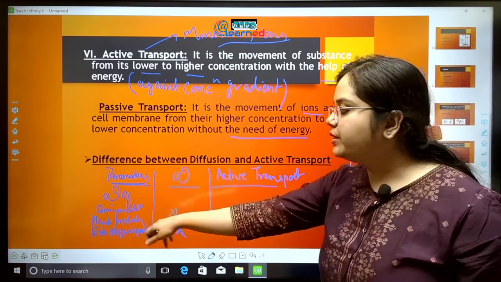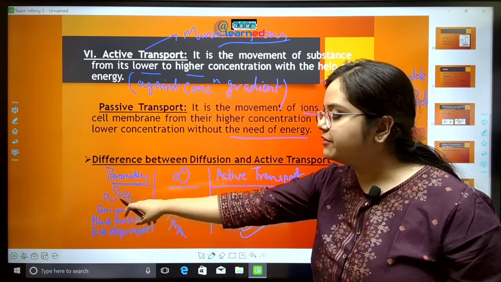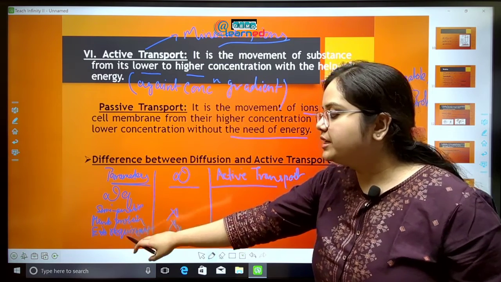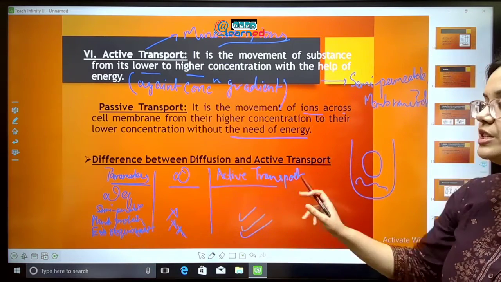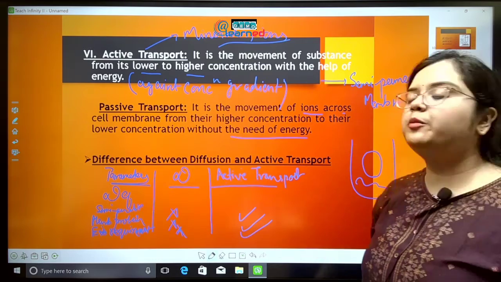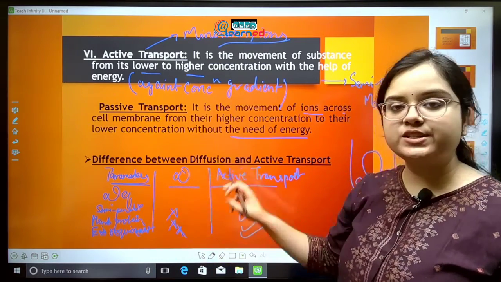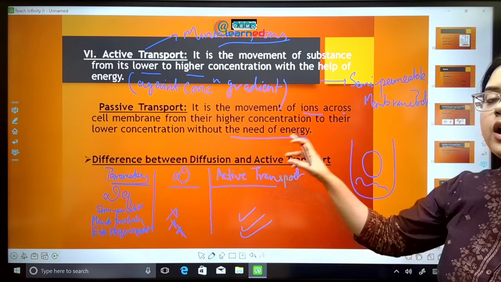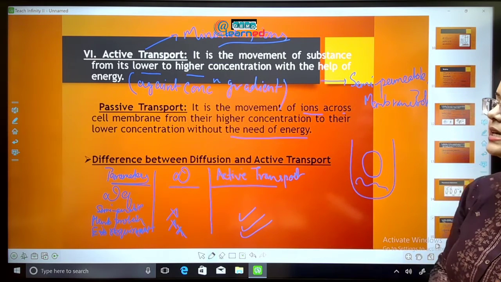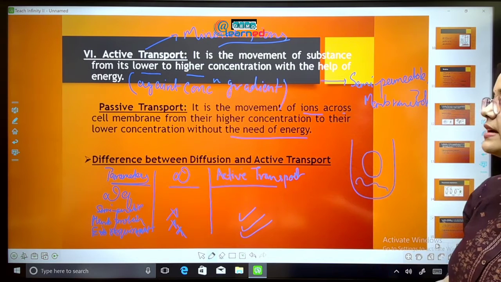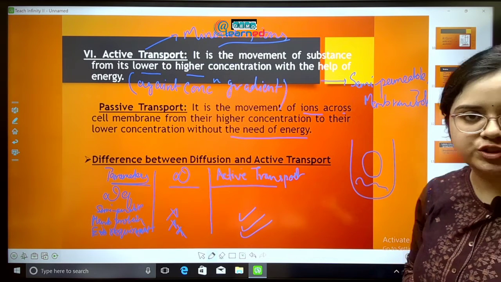So the parameters are definition, semi-permeability of the membrane, protein, energy required in the difference between diffusion and active transport. You can add one more point, the concentration gradient. This is happening along the concentration gradient, this is happening away from the concentration gradient. Passive transport is relatable to ions and it does not need energy.